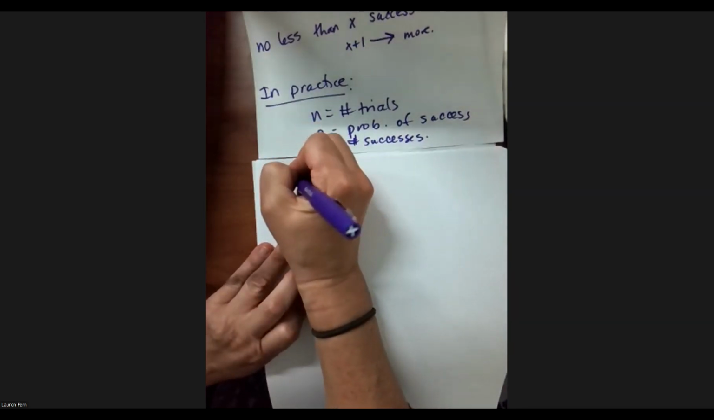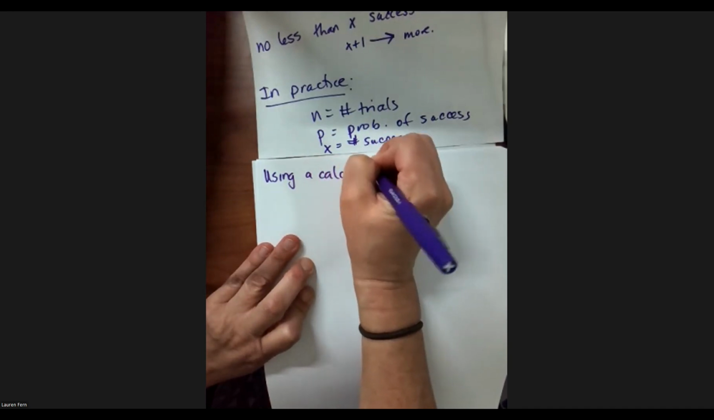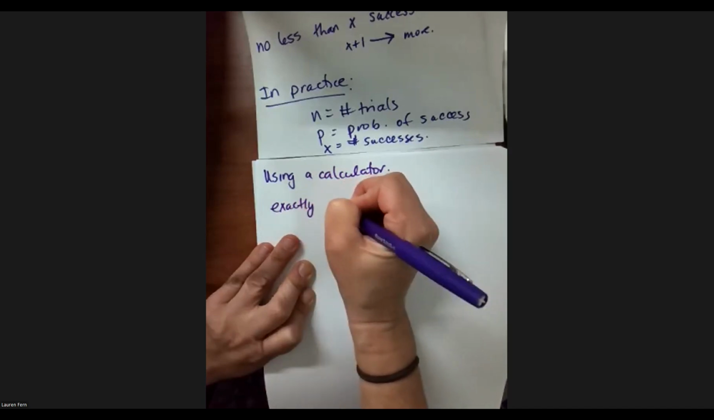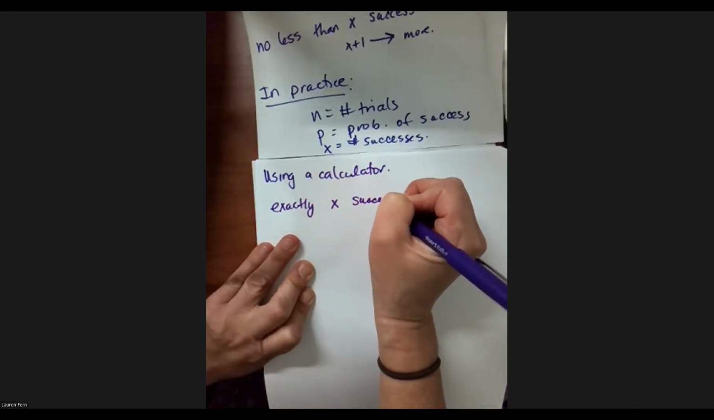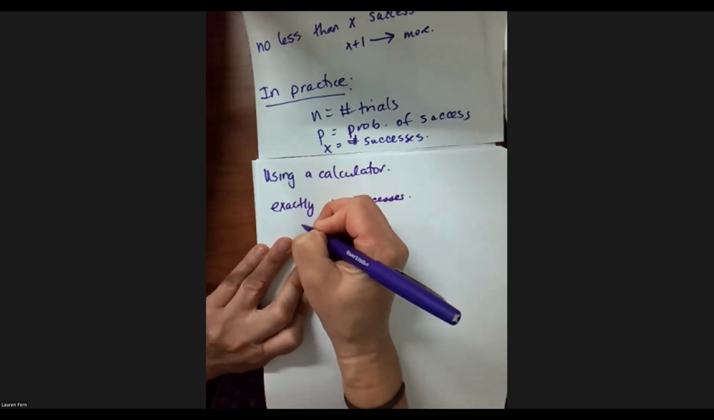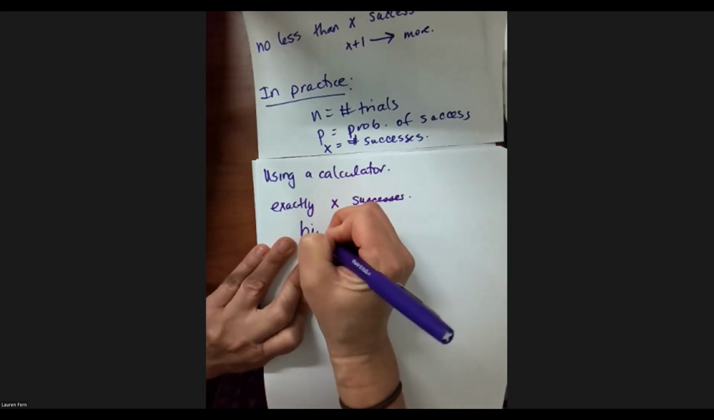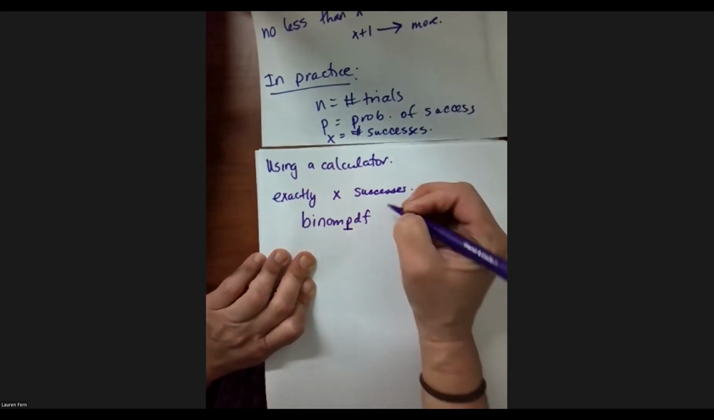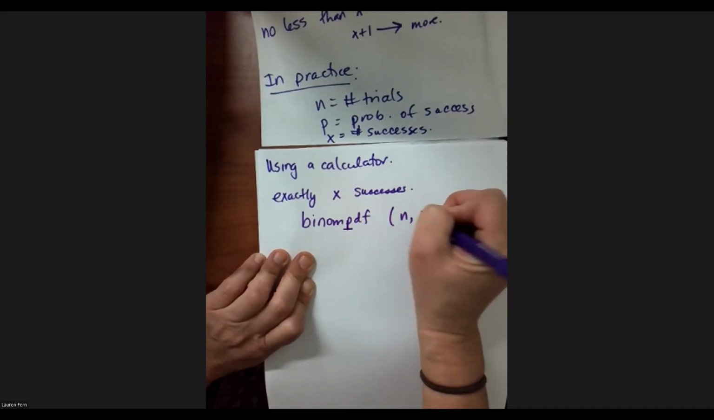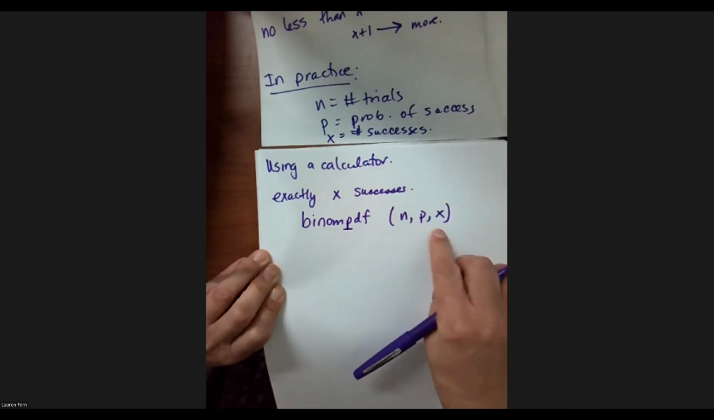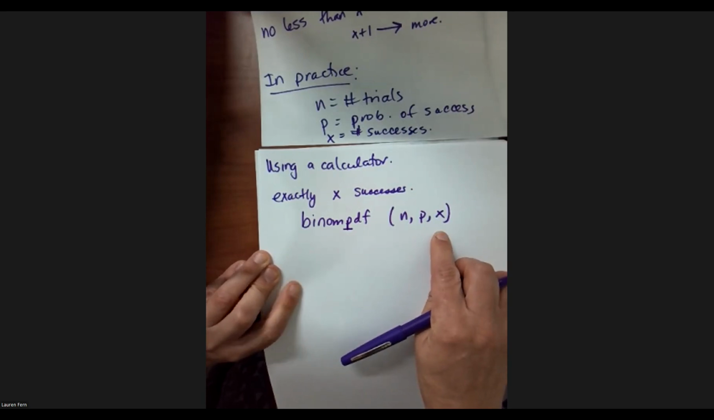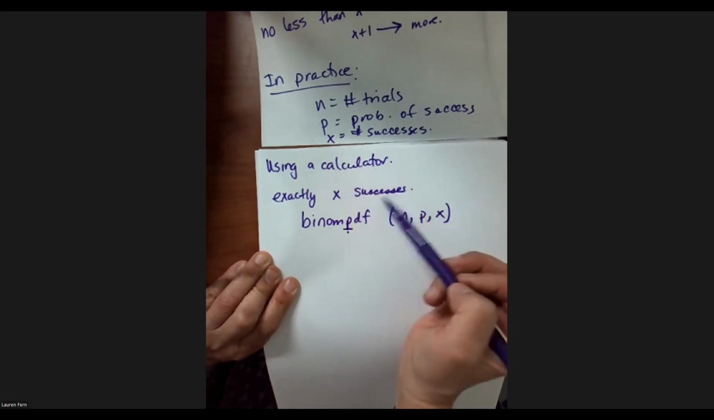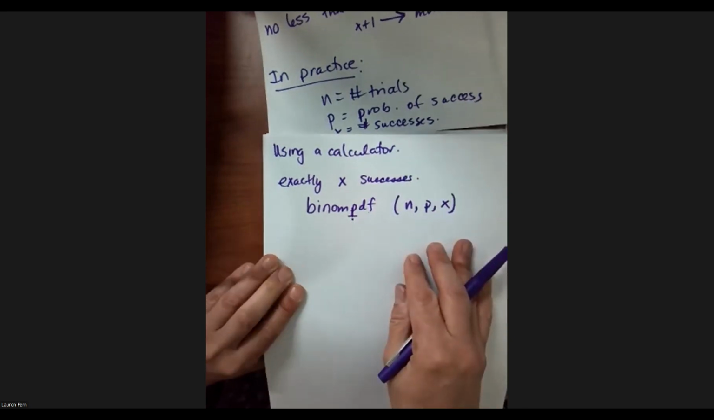When you're using a calculator, if you want to find the probability of exactly X successes, and I'll show you how to get there tomorrow, you're going to use the binomial PDF function. You're going to have to enter these values, N, P, and X, precisely in this order. P stands for point, and we wanted exactly one point. That's why it's binomial PDF.